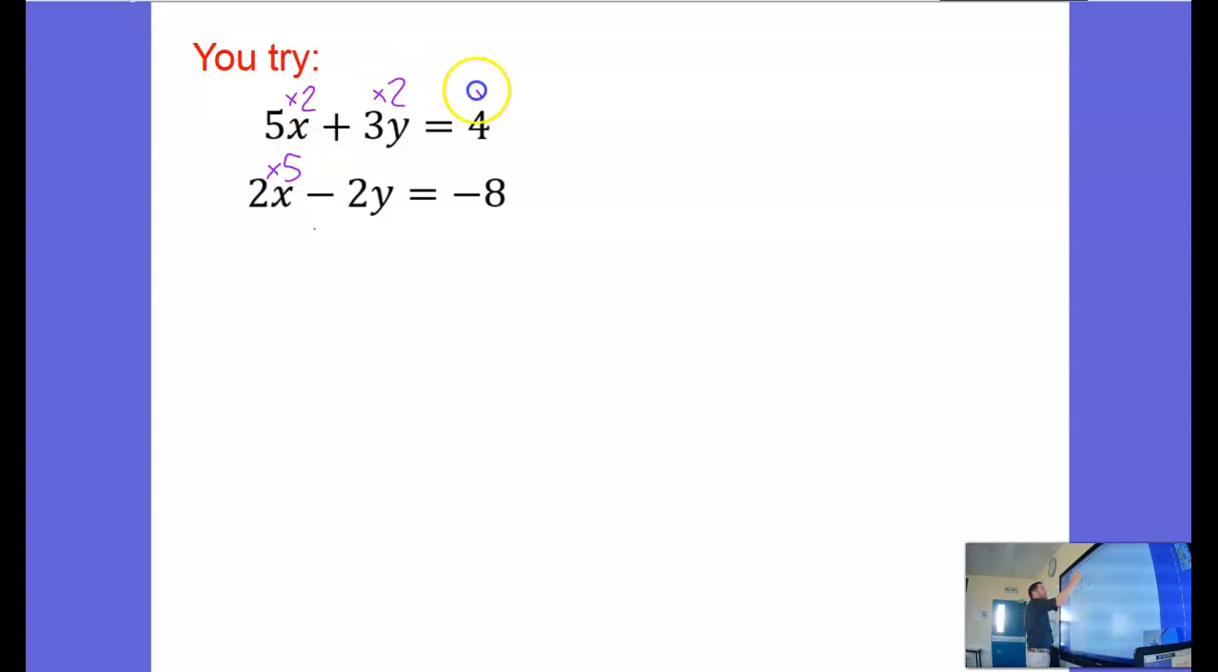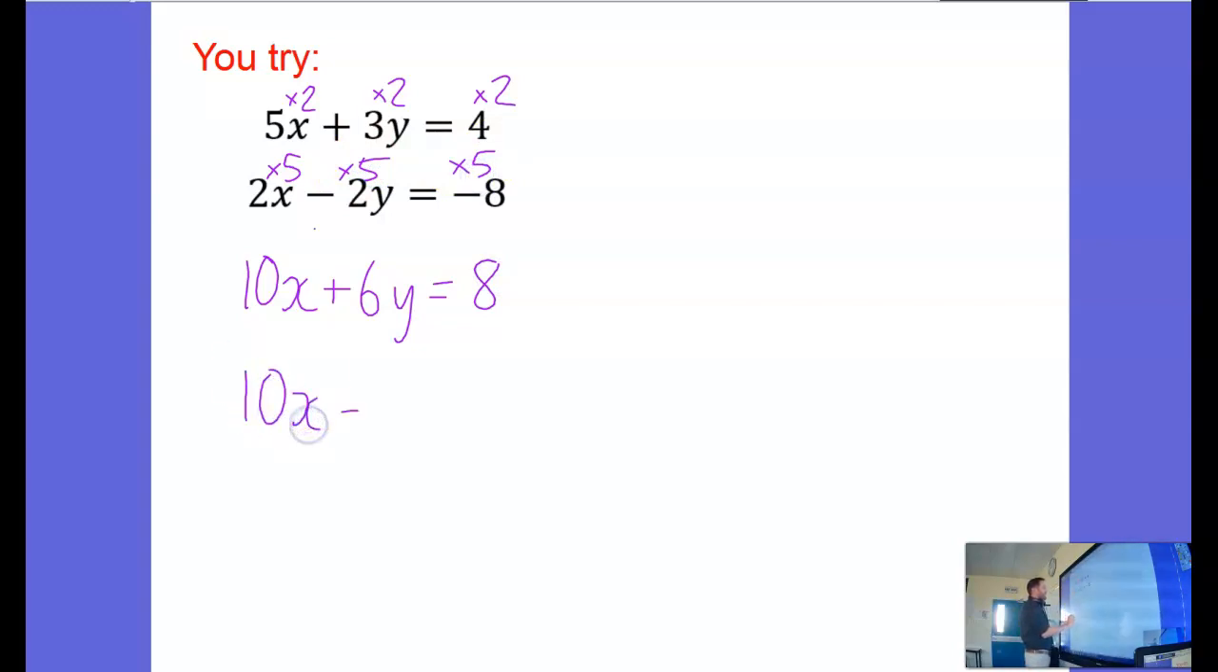So times 2, times 2, times 2 gives us 10x plus 6y equals 8. On the bottom, times by 5, times by 5, times by 5 gives me 10x minus 10y equals minus 40. Okay, this one is ever so slightly different from the previous one. When I subtract here, I've got to be very careful. Let's do equation 1 minus equation 2.